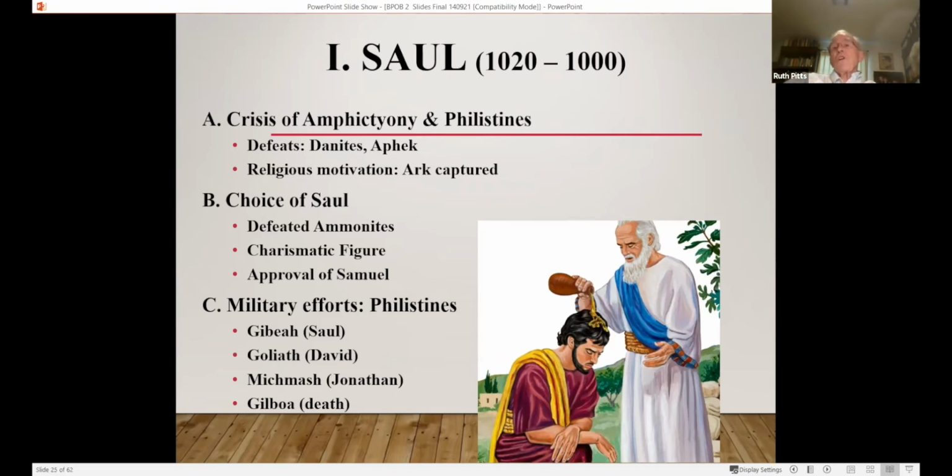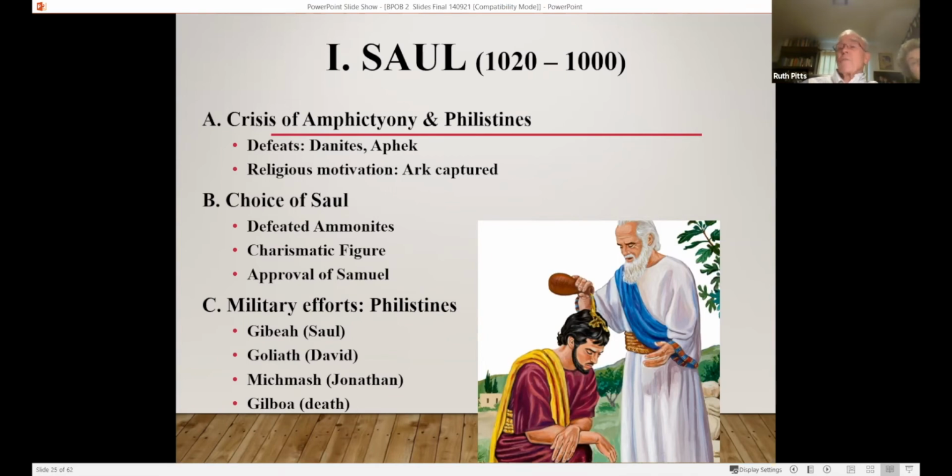Now, the people choose Saul because he had a history of successful warfare. He had defeated the Ammonites, who had bothered the folks again. He was a charismatic figure, tall, powerful, and he had the approval of Samuel. In his military efforts against the Philistines, they took the city of Gibeah, and that became his capital. Actually, it's just a little village, and it means a hill of beans. So you look at the pictures today, you see all these little stones look like a sack of beans. So it's not a very impressive capital city.